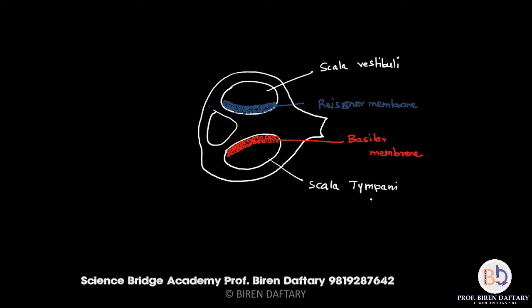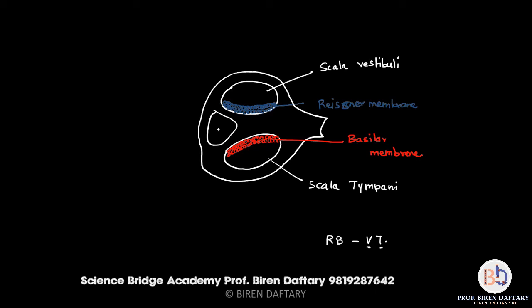Okay, so if you want to remember a short form, I always remember RBVT. R stands for Reissner's, which is the membrane above, B is below, the basilar membrane. Reissner's membrane gives rise to a space called the scala vestibuli, that is why V, and the basilar membrane gives rise to a space called the scala tympani. So RBVT: if you forget which membrane is at the top, remember RBVT, R at the top, B at the bottom, V at the top, T at the bottom. So these are the portions.